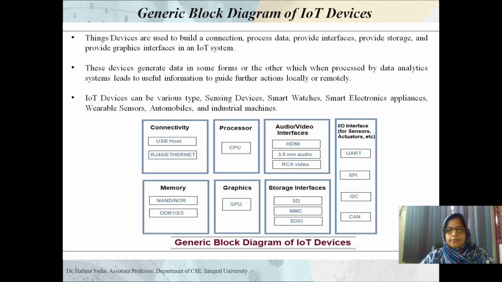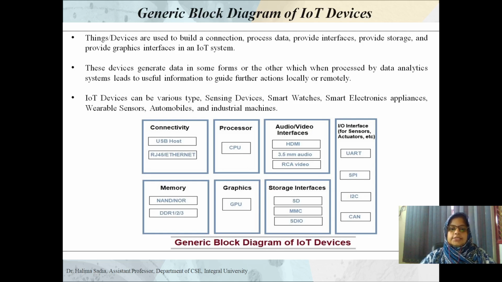Then we have the audio video interfaces. It comprises of HDMI, which is high definition multimedia interface, a standard for simultaneously transmitting digital video and audio from a source. We have the 3.5 mm audio headphone jack. It is an industry standard audio plug, most commonly used for connecting a pair of stereo headphones to your smartphone.